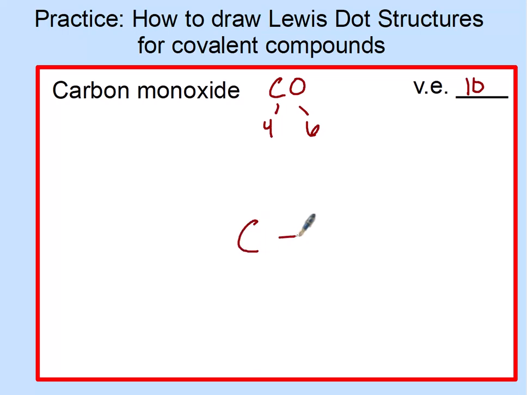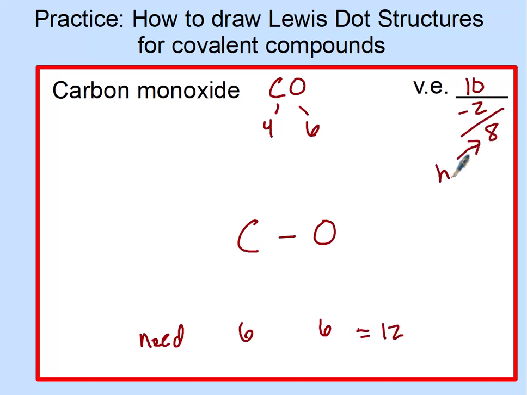So we're going to connect our C and O with a bond and subtract 2. So we have 8 left. This carbon needs 6, and this oxygen needs 6. Again, this is how many I need. So I need 12. I have 8. And again, I'm getting that it needs 6 more because they each have 2 because they're sharing those 2, and they're all trying to get to 8. So 2 plus 6 is 8.